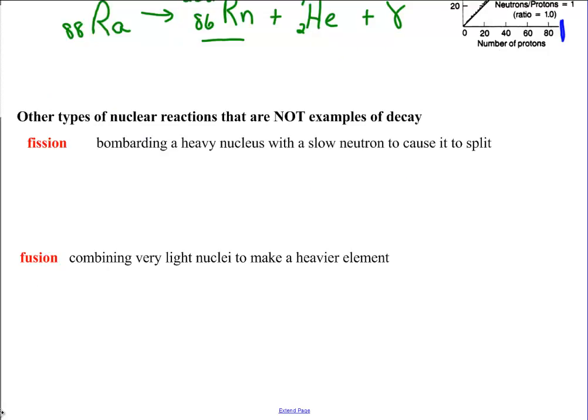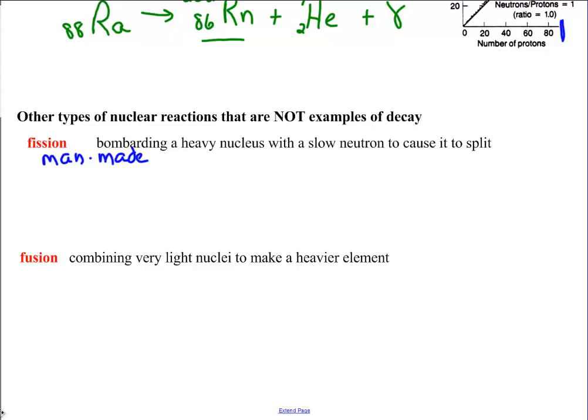There are 2 other types of nuclear reactions that we'll talk a little bit about. These are not examples of decay. Fission is an example of a man-made nuclear reaction. And in fission, what happens is we are bombarding heavy nuclei, so usually elements with atomic number 90 or higher, and we're bombarding them with a slow neutron. The goal is you want to not hit it like you would to break up pool balls on a pool table to get them to scatter.